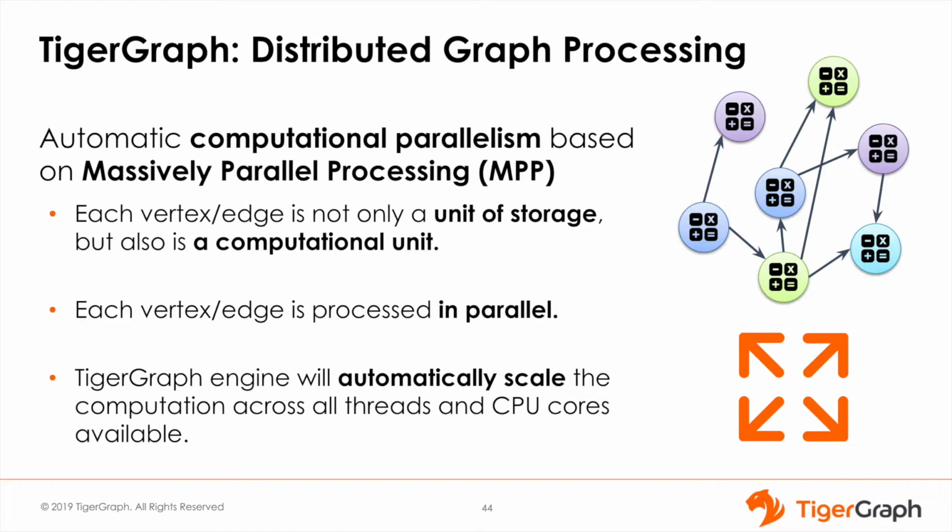Let's dig a little deeper into the computational parallelism powered by MPP in TigerGraph. Each vertex, as well as edge, is not only a unit of storage, but also is a computational unit. Each unit, vertex, as well as edge is processed in parallel, and the TigerGraph engine will automatically scale the computation across all threads and CPU cores available.